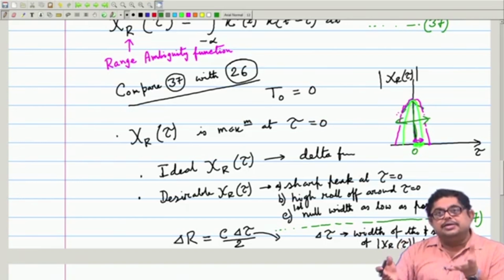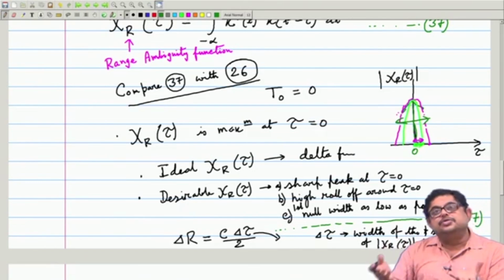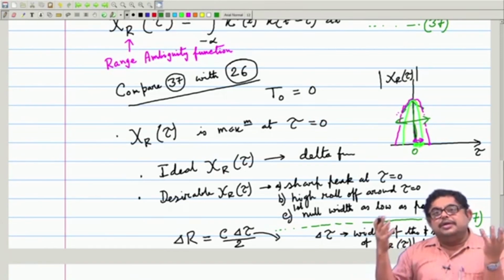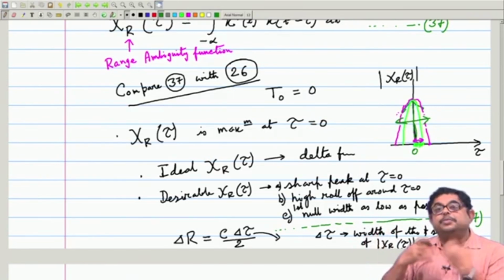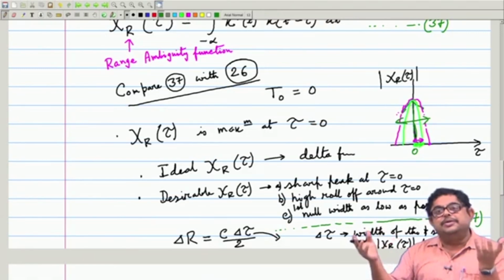So, I end it here. Next day we will see the Doppler resolution concept, similar to this, and from there we will come to the concept of the ambiguity function in general, because it should be a two dimensional thing. I have both these measurements to make, so we will come out with a two dimensional ambiguity function.